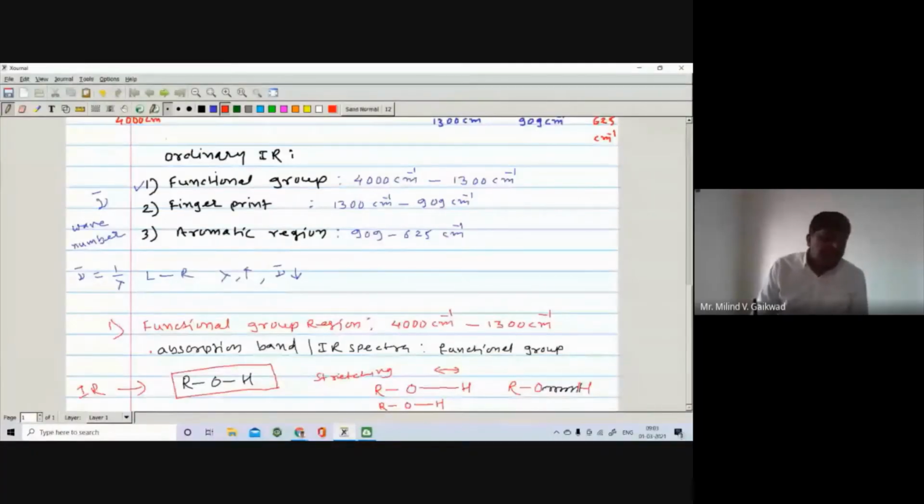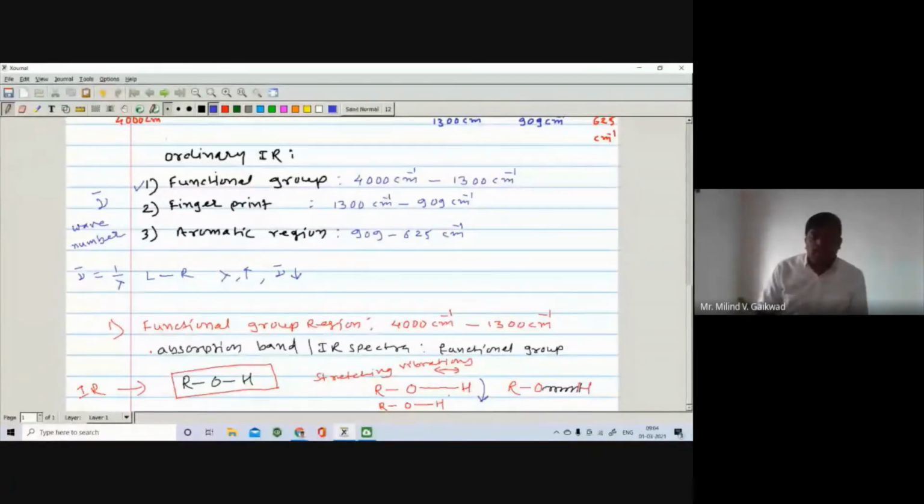They are called stretching vibrations. At the same time, the OH bond can bend in the plane, meaning in the paper or the board, or out of plane, out of the board. So this OH bond will come out of the screen, out of the board.